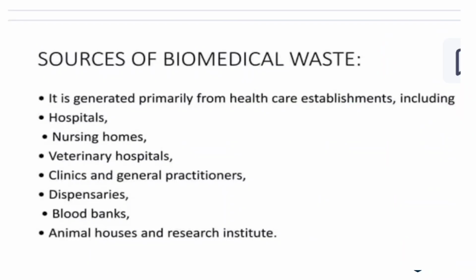So next is sources of biomedical waste. From where will you be getting it? From hospitals, of course, it's well known. That's why the name itself is hospital waste or biomedical waste. Next, nursing homes, veterinary hospitals, that is hospitals for animals, clinics of general practitioners, dispensaries, blood banks and animal houses and research institutes. So these are the sources of biomedical waste. I repeat: hospitals, nursing homes, veterinary hospitals, clinics and general practitioners, dispensaries, blood banks, animal houses and research institutes.